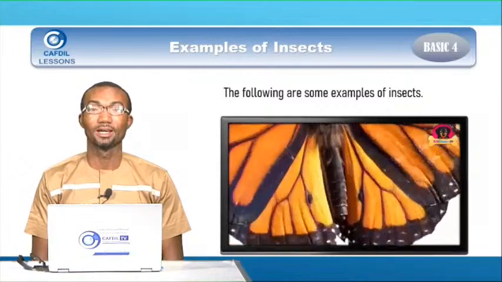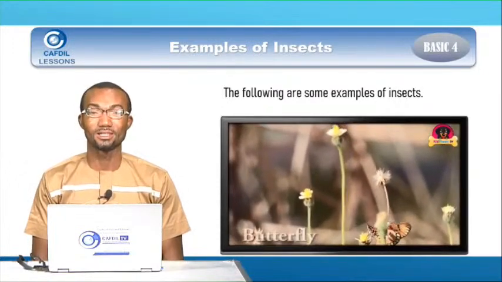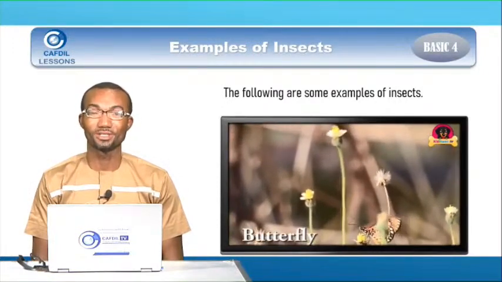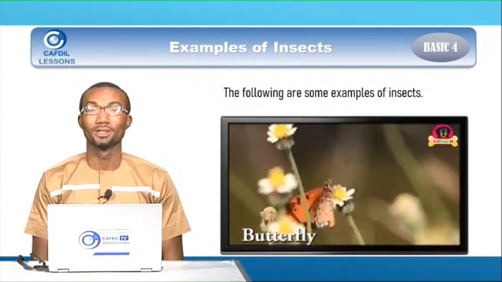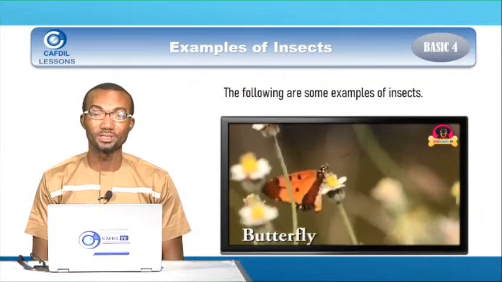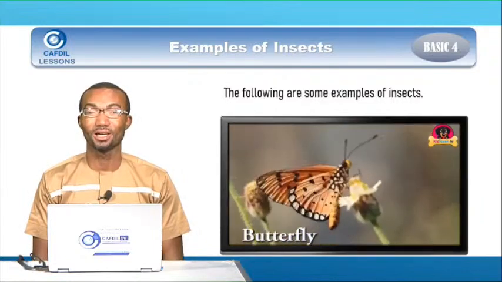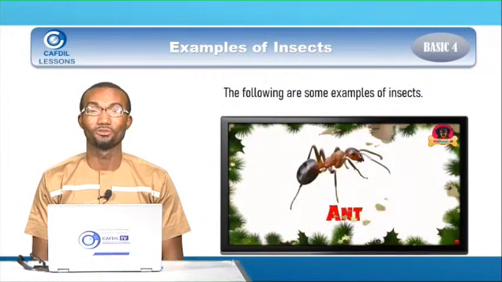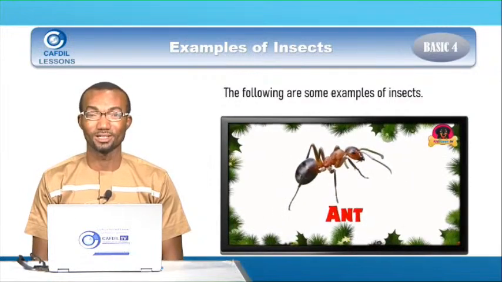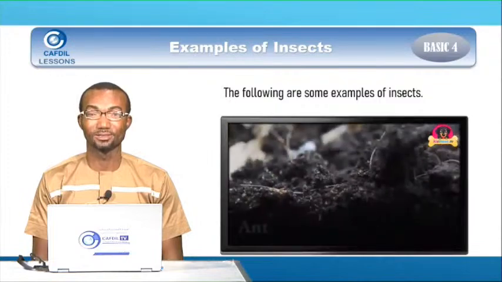So these are examples of insects that we have gone through. We have seen butterfly, the bee, grasshopper. We have seen the ladybird, beetle, mosquito, housefly, and the rest. They are all examples of insects. Good.